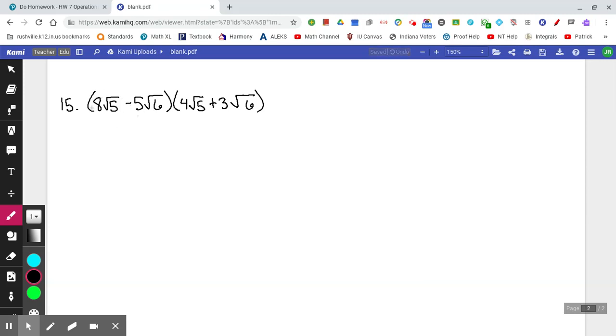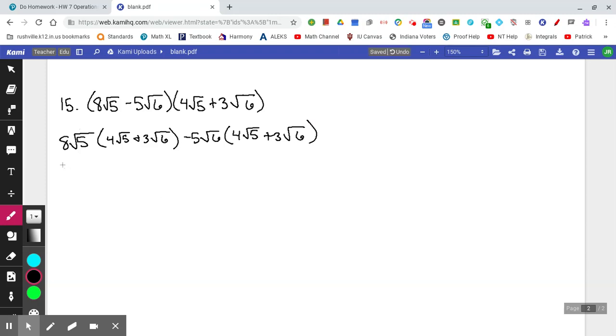So I'm going to start off by distributing 8 square root of 5 times the second set of parentheses. To make it a little bit easier, I will write it down: 8 square root of 5 times 4 square root of 5 plus 3 square root of 6. And then I'm going to take negative 5 square root of 6 and multiply that through into the 4 square root of 5 plus 3 square root of 6. All right, so out times out, under times under.